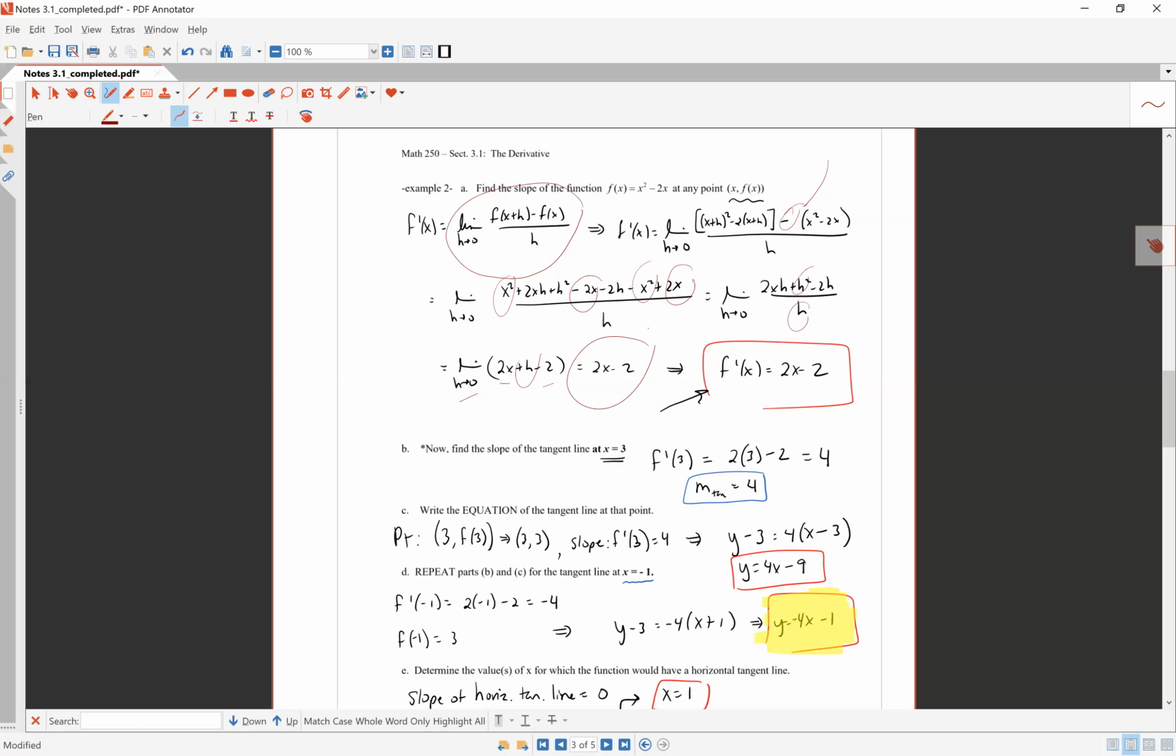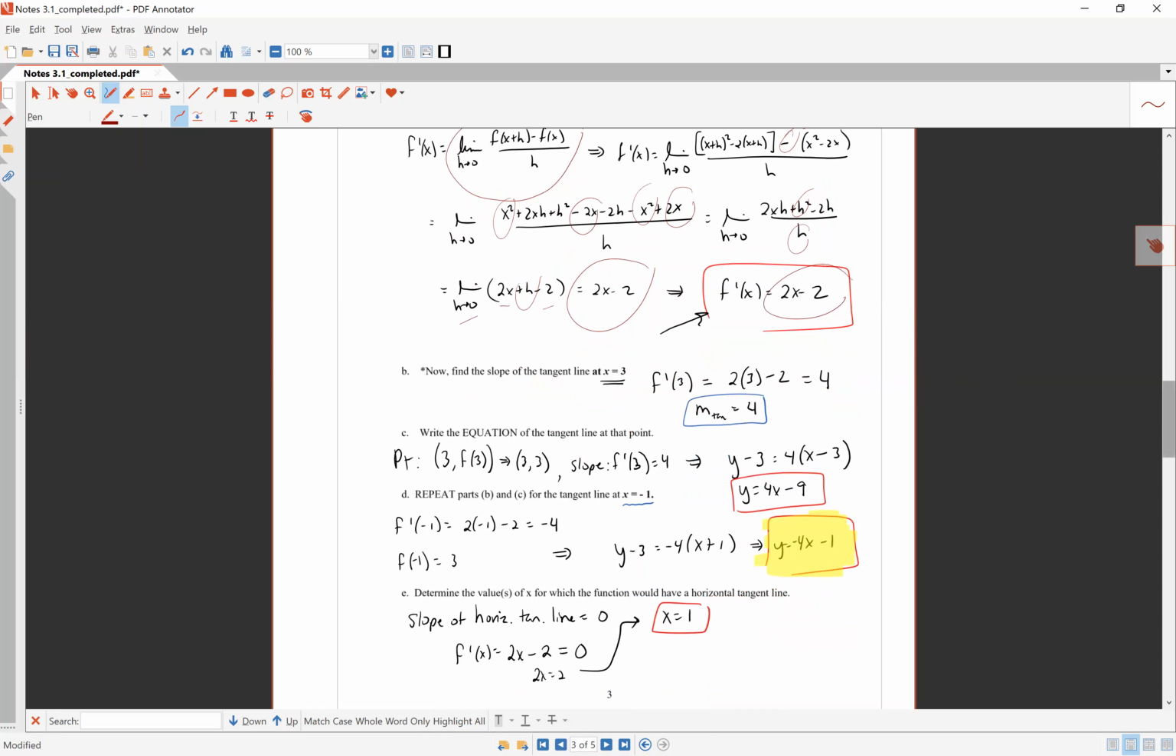Okay, so now it says find the slope of the tangent line at x equal to 3. So now let's just plug in. We know that f prime of x, which is just the slope of the tangent line at any given point x, we plug x equal to 3 into 2x minus 2. And so what do you get? You get 6 minus 2 is 4. So we know that the slope is 4.